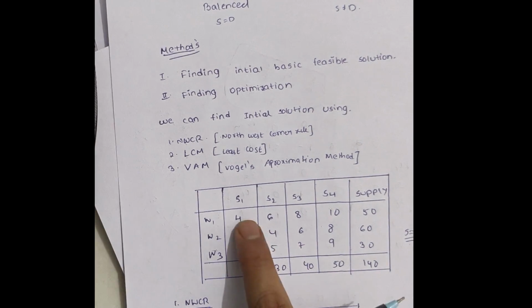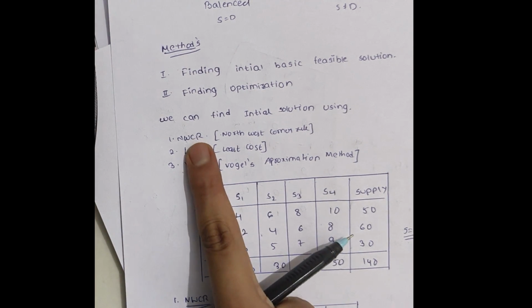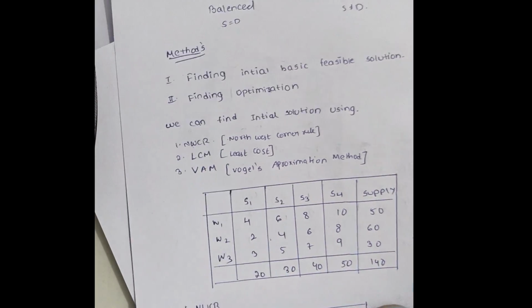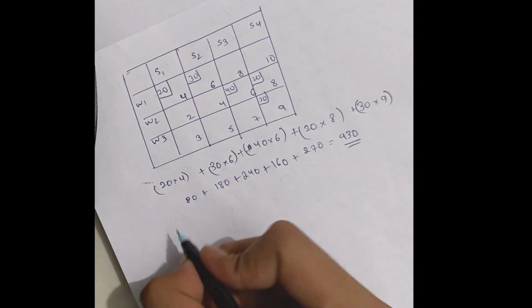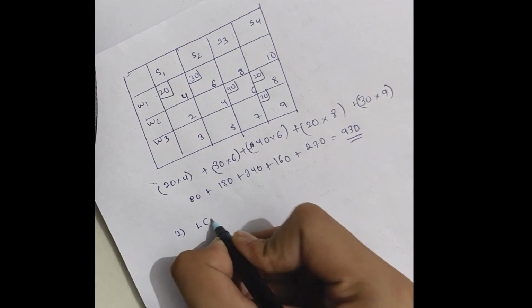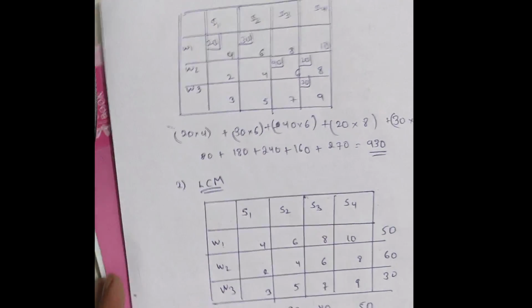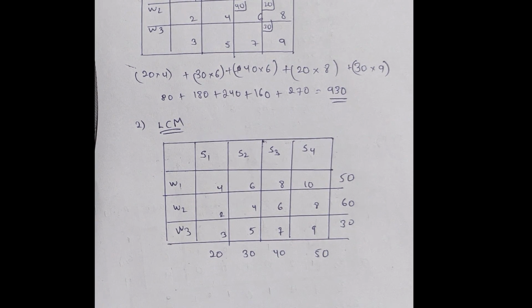See, we have done NWCR, right? NWCR is completed. Now we are writing the least cost method. We are doing least cost. So for that what we have to do? Again draw the same table, like the second one, LCM, least cost method. Okay, so for LCM, that means least cost method, what we have to do?